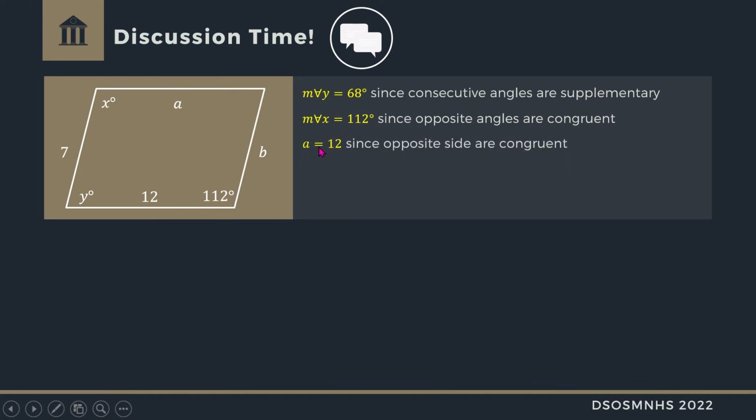Next, side A is 12 since opposite sides are congruent. Opposite side A is 12, so A should be 12. As well as side B. Side B should also be 7 since opposite sides are congruent.